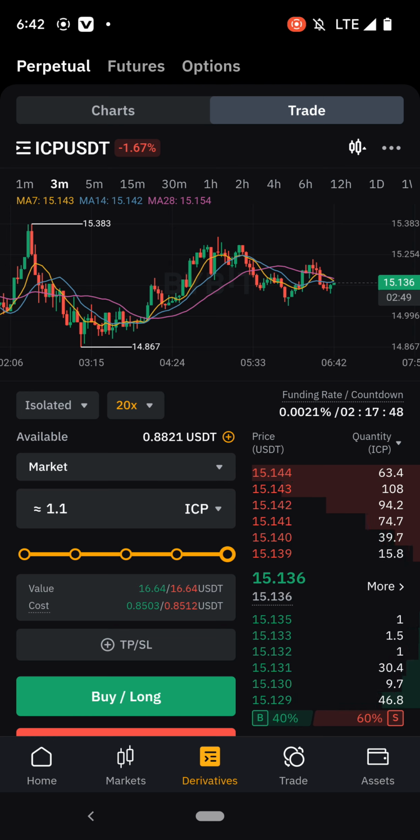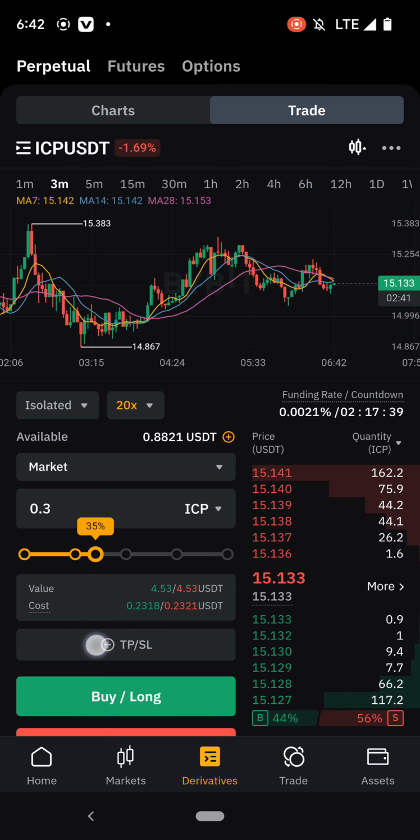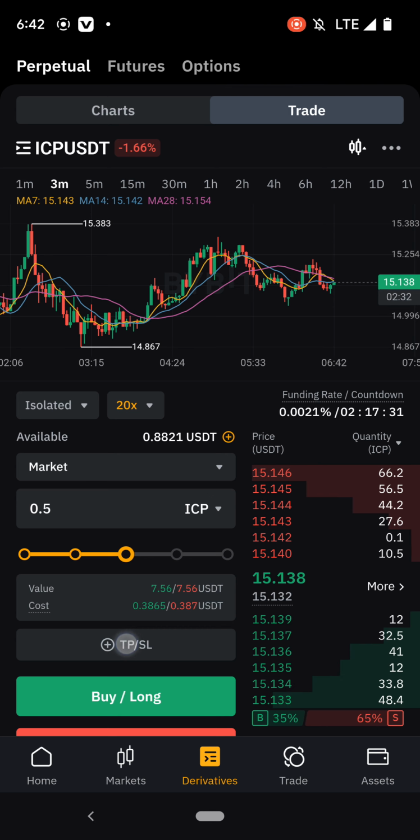Remember, you can place a trade on futures even more than one signal. You can place 2 signals, you can place 3 signals at the same time. So you can decide that no, you are not trading with all your capital. You decide to trade with just 35% of your capital. You can decide to trade with just 20% of your capital. You can decide to trade with 50% of your capital. Once you drag to 50%, you are good to go.